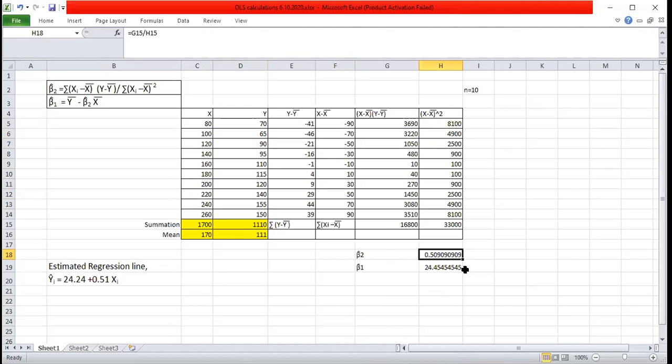How do you get beta 2 hat? Professor, X minus X bar, Y minus Y bar divided by X minus X bar, what is the power? 2. Yes, this formula. I'm just trying to find this formula. Summation xi minus x bar, y minus y bar. That is xi minus x bar, y minus y bar. We added. This is that value.